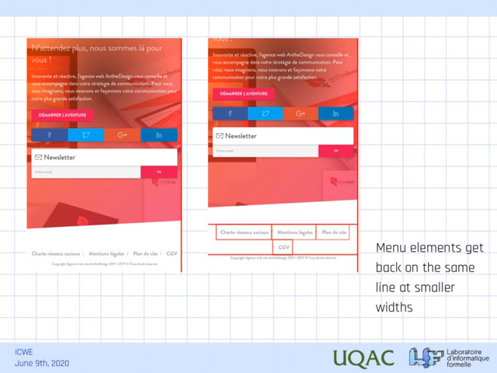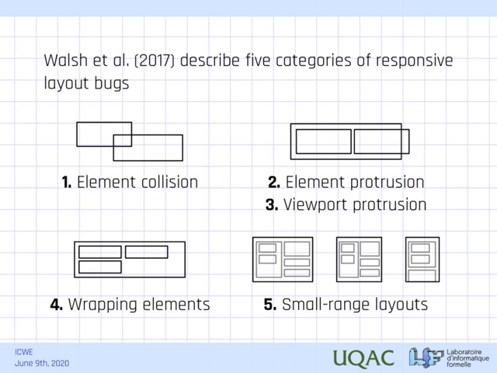A recent work by Walsh and friends classified responsive bugs into 5 categories. First, element collision occurs when two rectangles on the page overlap for some viewport sizes, while they don't the majority of the time. Element and viewport protrusion occur when some element suddenly expands outside its parent container. Wrapping elements is exactly the examples we've just seen, where menu items broke on multiple lines. And finally, small range layouts correspond to some types of layouts that exist only for a very narrow interval of viewport sizes, typically a few pixels.